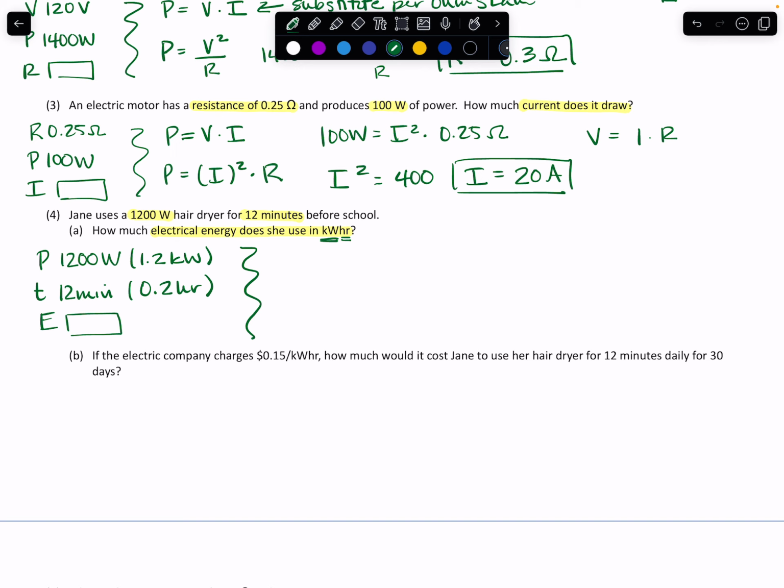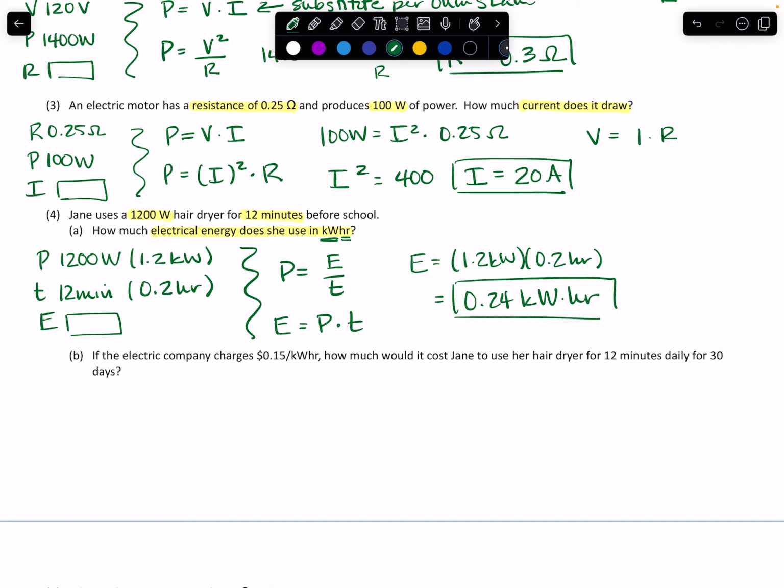Now remember, power is equal to energy divided by time, which means that energy must be equal to power times time. So I plug in my 1.2 kilowatts and my time as hours, 0.2 hours, which means the energy is 0.24 kilowatt hours. That's the amount of energy that she's using with that particular hairdryer when she runs it for 12 minutes before school.